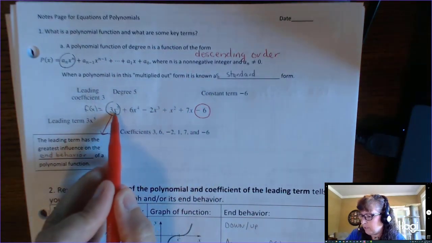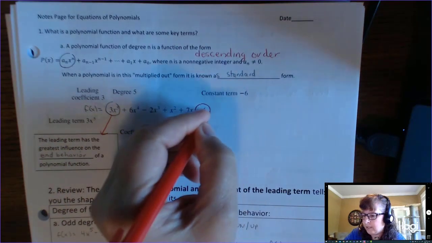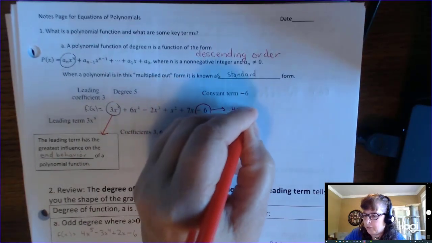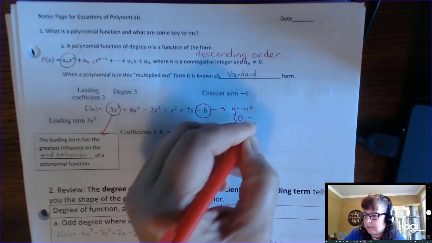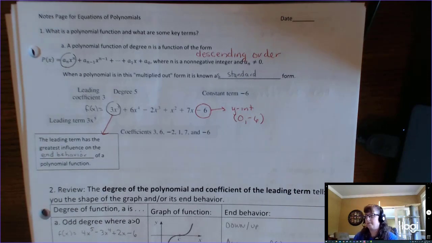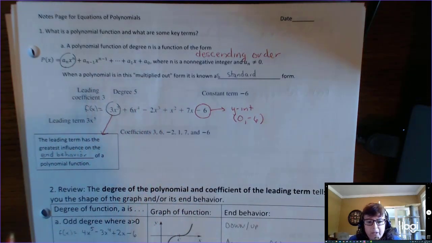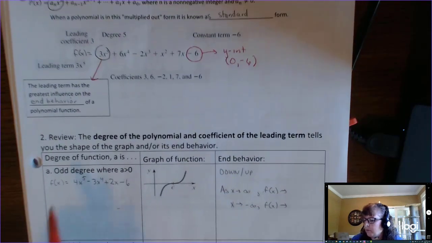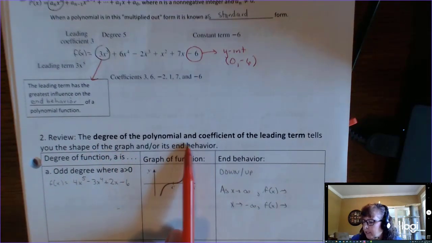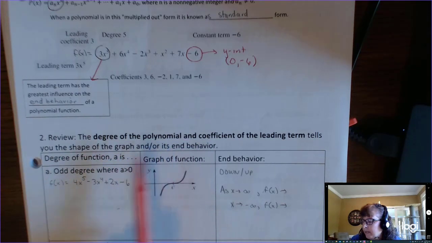And if you put 0 in for all these x's here, they all will go away. So this constant term gives you your y-intercept that shows up on the graph. So those are the two terms in the multiplied out form that matter. And so we really don't bother multiplying out. So let's move on. To review, the degree of the polynomial and the coefficient of the leading term tells you the shape of the graph and its end behavior.